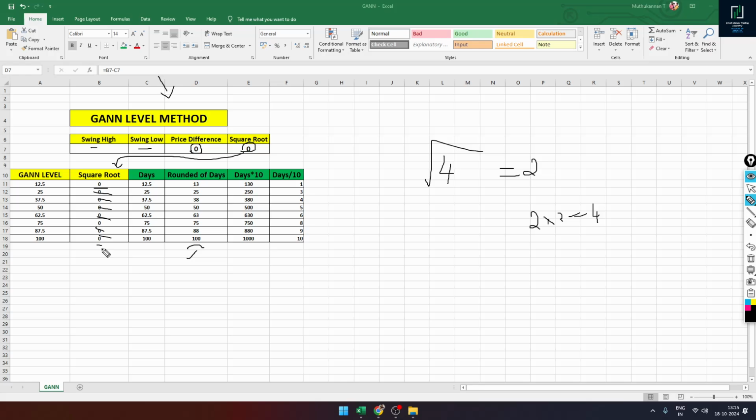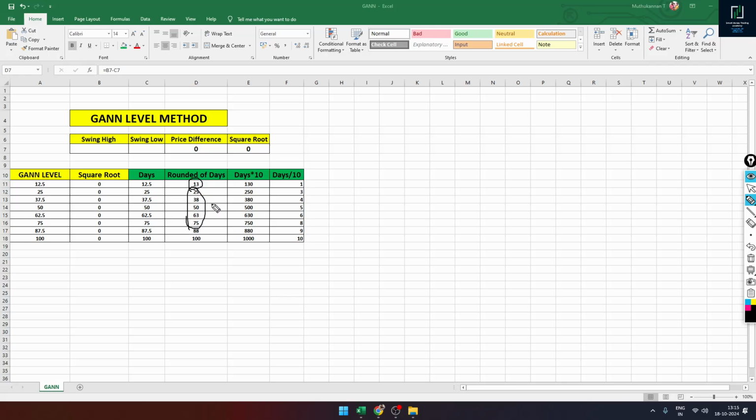Gann gave some levels. This is based on his work. I have taken this from his books. We multiply that level with the square root number, and by multiplying this we get the number of days here. Now the number of days cannot be a decimal, so that's the reason I rounded off the days here.